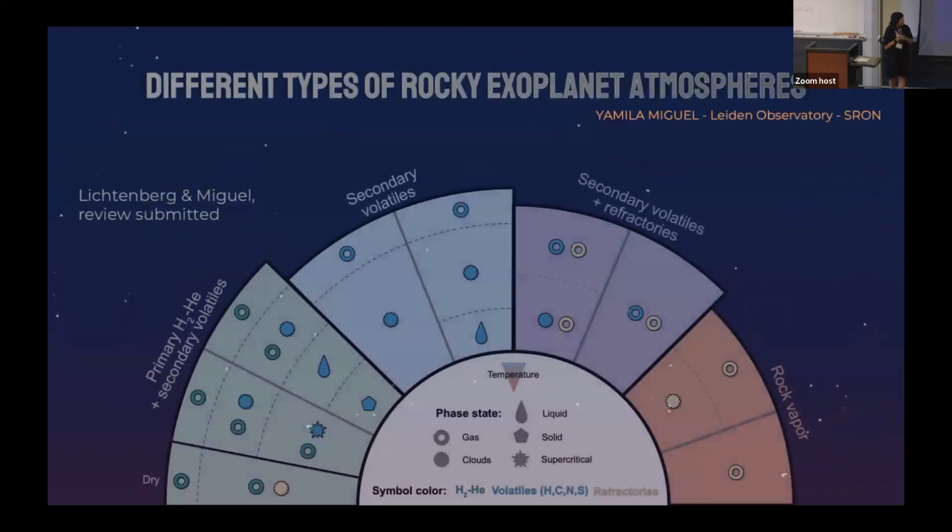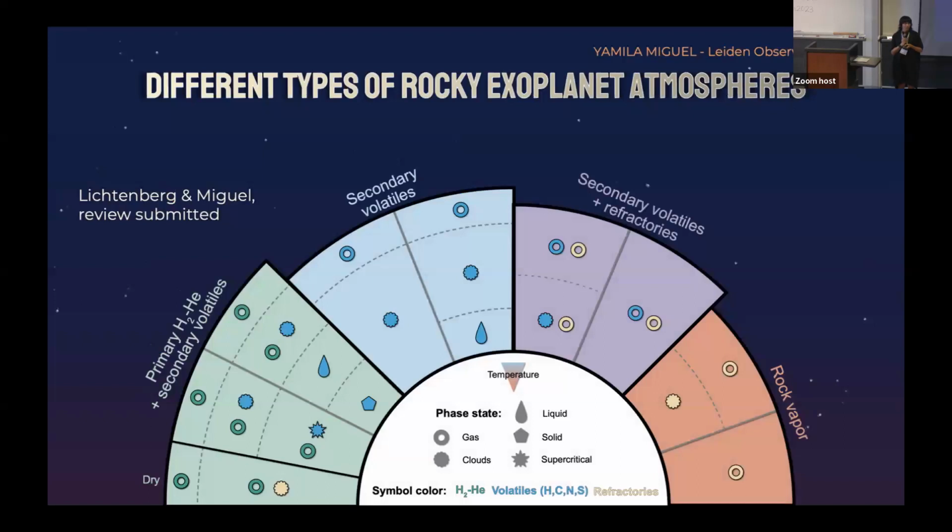Okay. So which kinds of atmospheres can we have? This is from a review that I wrote with Tim Lichtenberg. It's not published yet, hopefully at some point during this year, but it's more focused on the interior processes and the formation of the atmospheres. Here are the different types of atmospheres that we identified in this review. You can see on this side, these are planets that maybe kept some of their primordial hydrogen-dominated atmosphere, but that also might have some secondary volatiles coming up during this evolution.